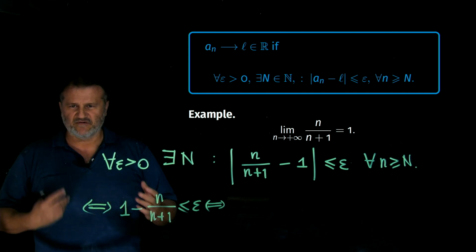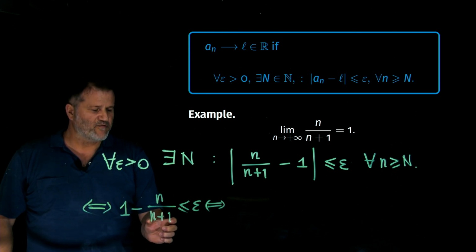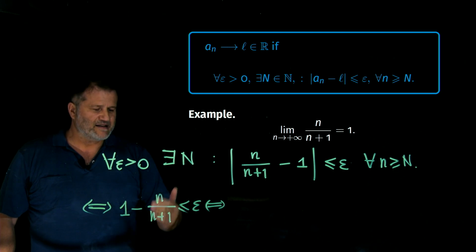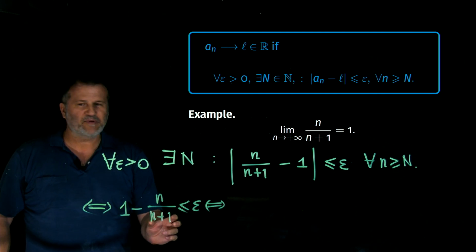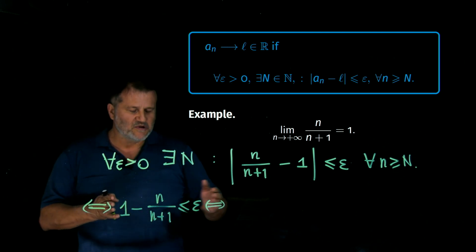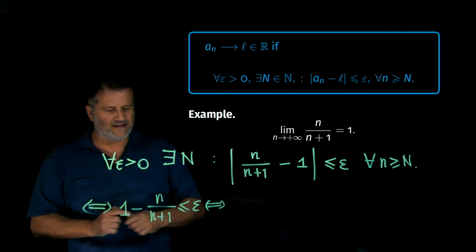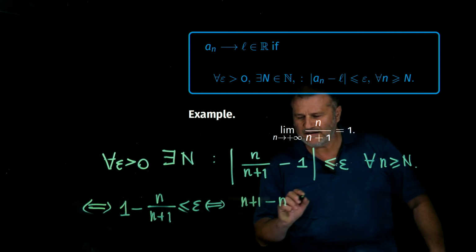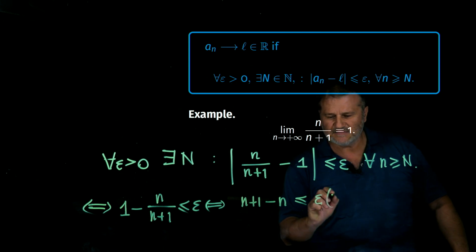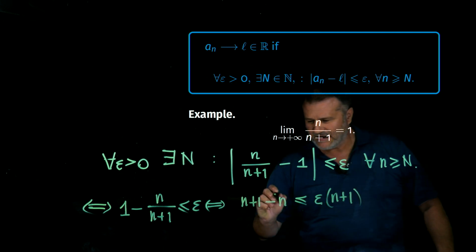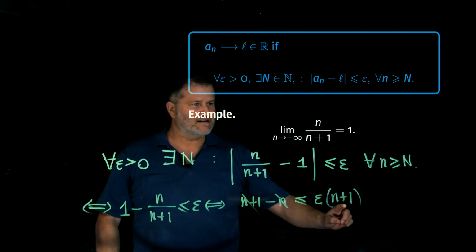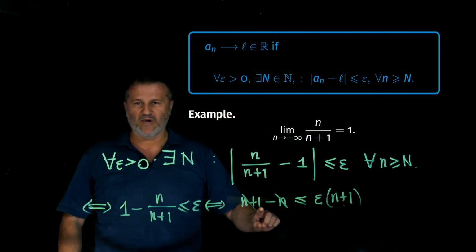We can solve it with standard methods. So for example, we want to multiply by this factor. In this case, remind that n is natural, so n plus 1 is positive. So when we multiply both sides of this inequality, nothing changes. So n plus 1 minus n less or equal than epsilon times n plus 1. We can cancel these two n. So it remains epsilon times n plus 1 greater or equal than 1.